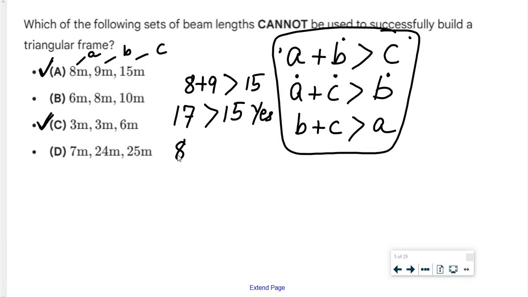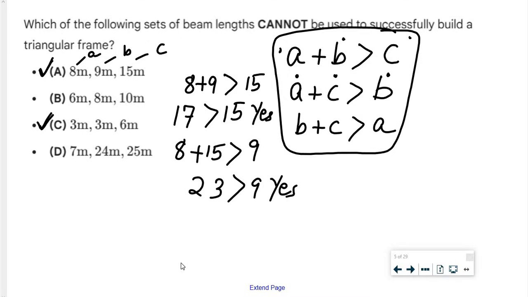8 plus 15, 8 plus 15 should be bigger than 9. Now 8 plus 15, that is 23. Is 23 bigger than 9? The answer is yes.